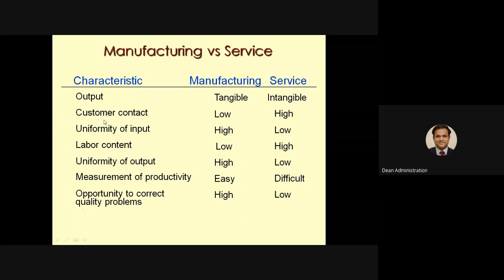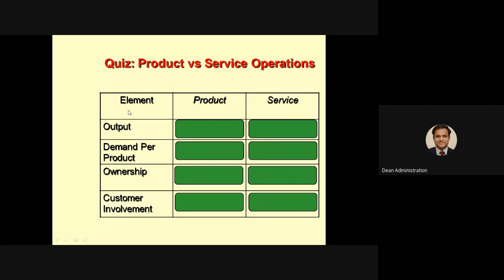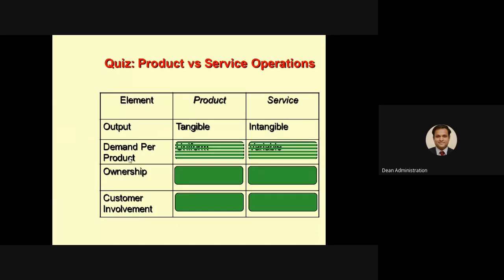In this way, you can go on and on, but hopefully you get the point. What is the difference between goods and services? For example, here, output: a product is tangible, and a service is intangible. Regarding demand, for any goods it is uniform, and it is variable for services.